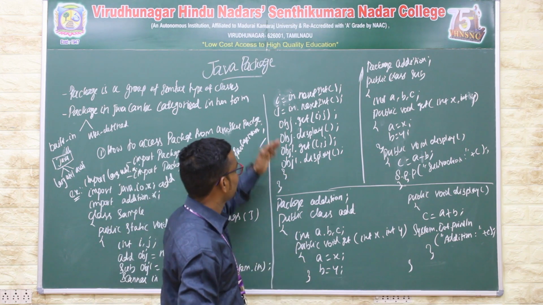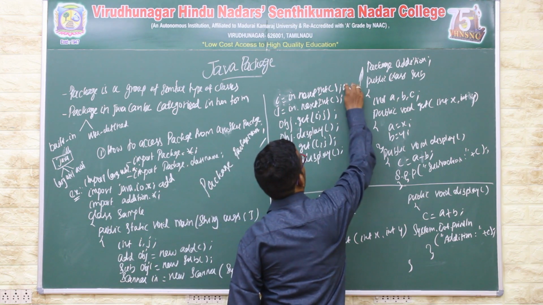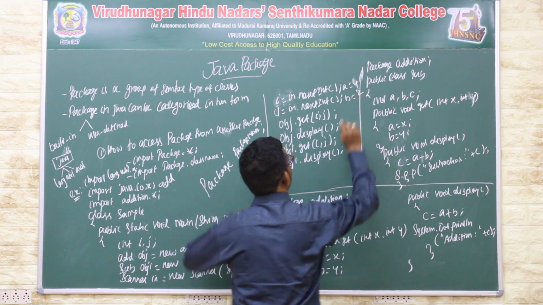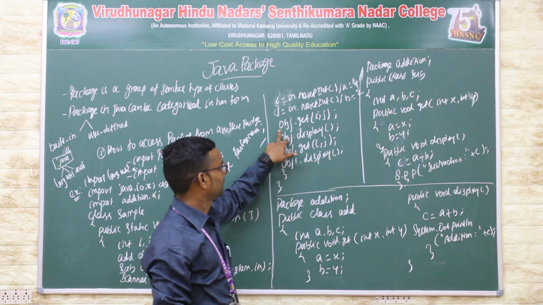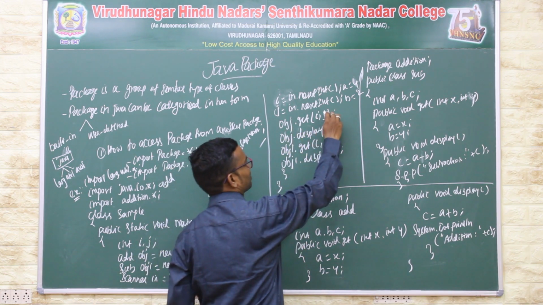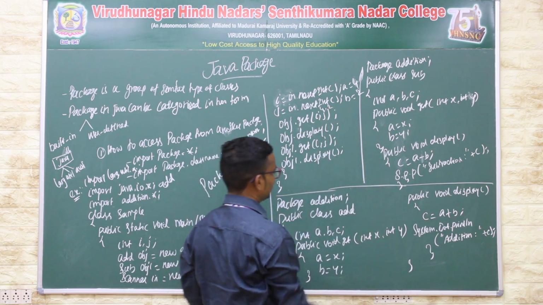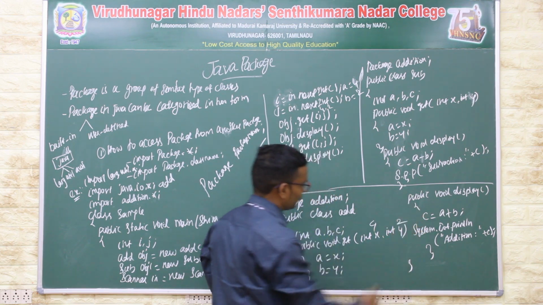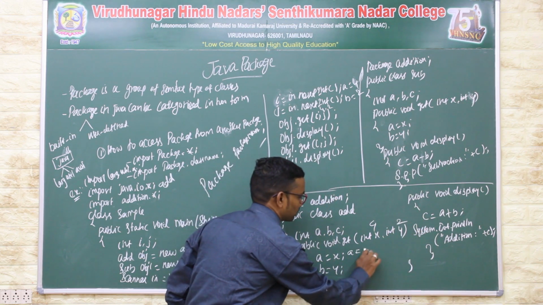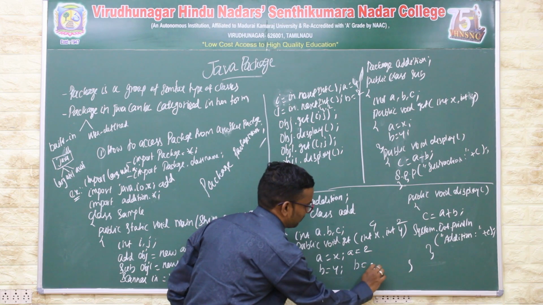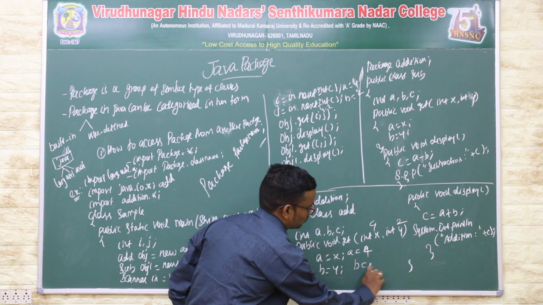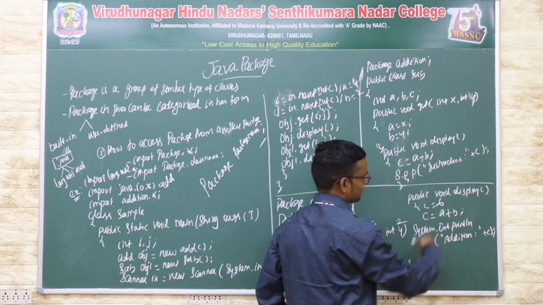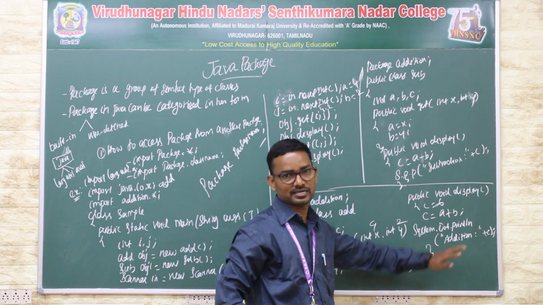Suppose you get the input a equal to 4, b equal to 2. Calling obj.get(i, j) means 4, 2, which calls the add method. In the called method, x is assigned 4 and y is assigned 2, so a is 4 and b is 2. Then a plus b, 4 plus 2, gives c equal to 6. It stores and displays the value, c equal to 6.